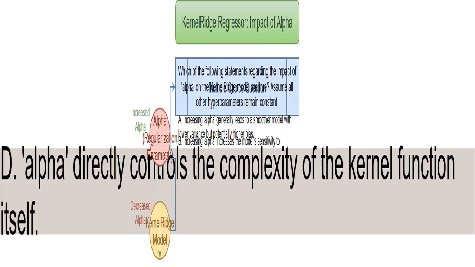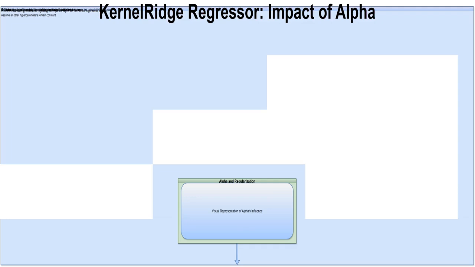This refers to the specific machine learning model we're using, kernel ridge regression. It's a powerful tool that uses kernels to handle complex relationships between variables while also employing a regularization technique, controlled by alpha, to prevent overfitting. This is the title of the problem. We'll be focusing on how the alpha parameter affects the kernel ridge regression model in sklearn. It's all about understanding regularization and its impact on model performance.